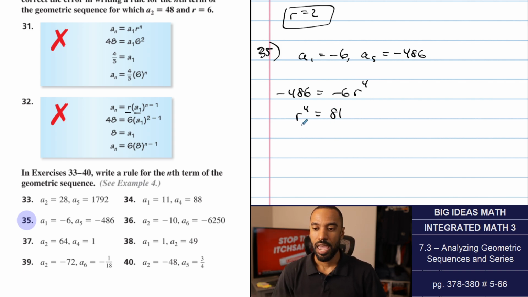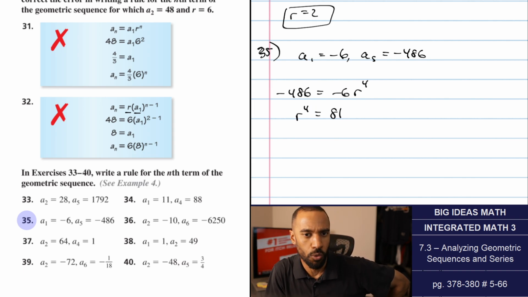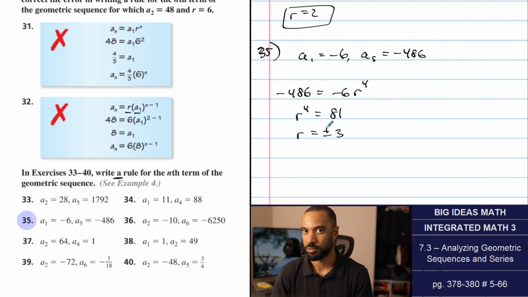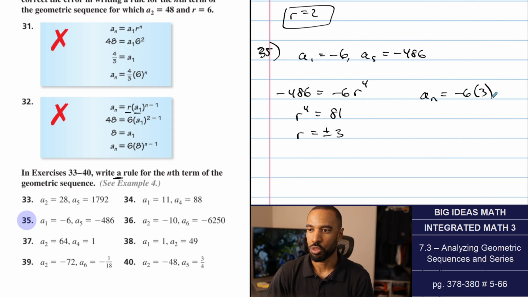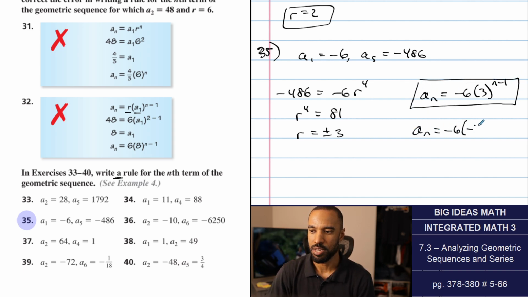And here's the thing about this one. It says write a rule for the nth term. That's the interesting part of it. They didn't say write the rule. This one actually has more than one answer. You take the fourth root of this, you get plus or minus 3. There are two different answers here. One answer is a sub n equals -6 times 3 to the n minus 1 power. Another answer is a sub n equals -6 times -3 to the n minus 1 power.